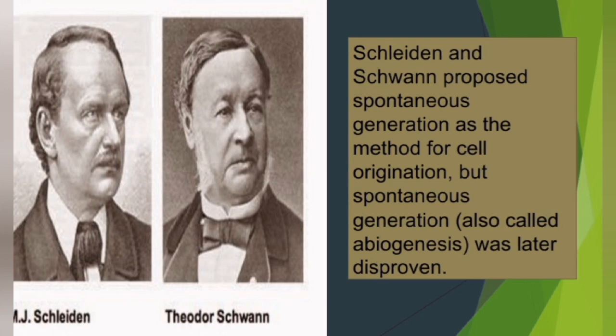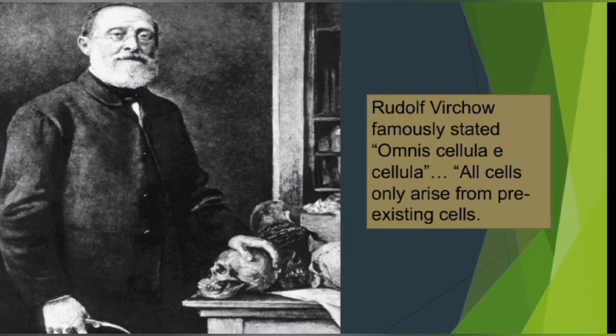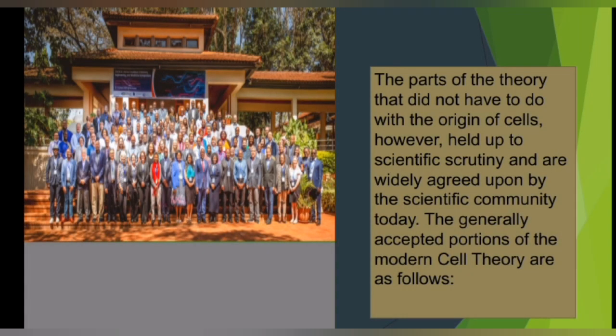Schleiden and Schwann proposed spontaneous generation as the method for cell origination, but spontaneous generation, also called abiogenesis, was later disproven. Rudolf Virchow famously stated, "Omnis cellula e cellula." All cells only arise from pre-existing cells. The parts of the theory that did not have to do with the origin of cells, however, held up to scientific scrutiny and are widely agreed upon by the scientific community today.